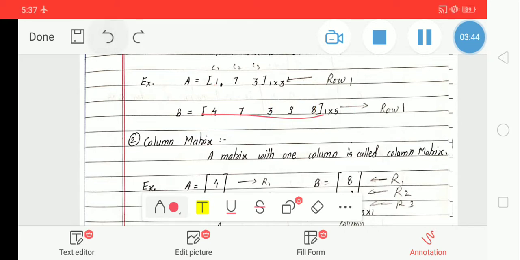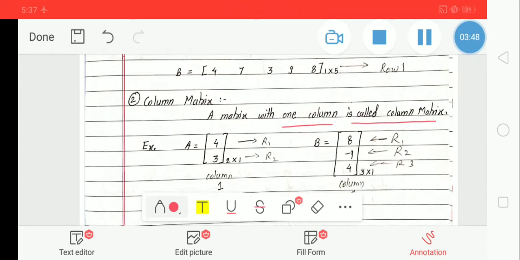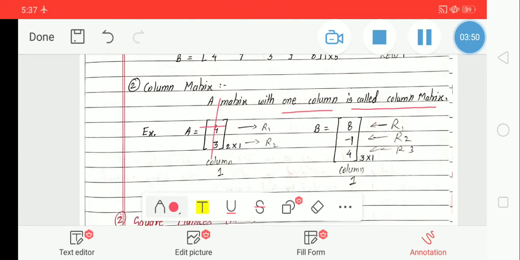Now column matrix. A matrix with one column is called a column matrix. Here only one column but 2 rows. So this is called a column matrix. Only one column. Here also one column. So this matrix is called a column matrix. So 2 by 1, 3 by 1.